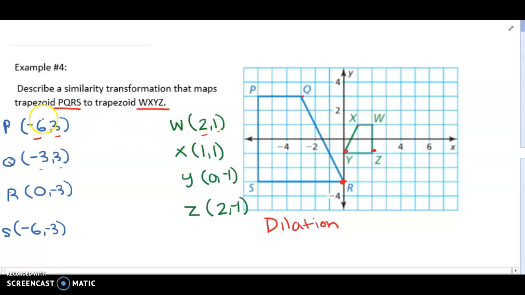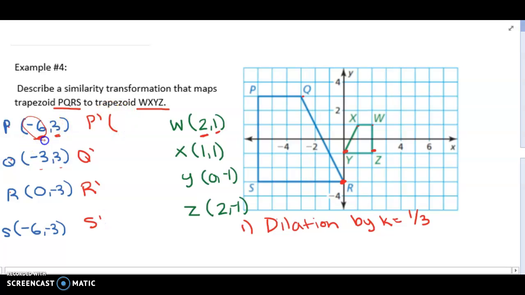I don't care about my negatives and positives. How do I go from 6 to 2? How do I go from 3 to 1? Well, I'm dividing both by 3, which is the same thing as multiplying by a third. So first I dilate each point by a scale factor of a third. That just means I'm multiplying each of these by a third. So my P prime, Q prime, R prime, S prime.